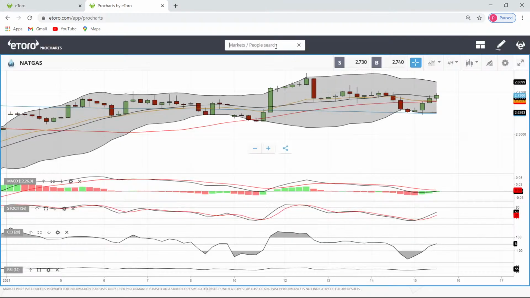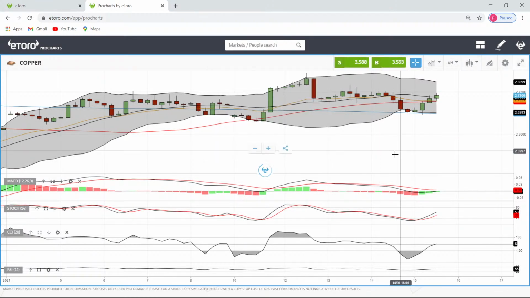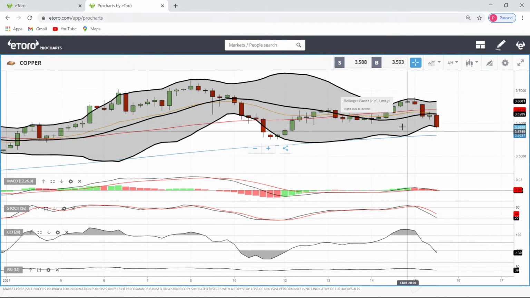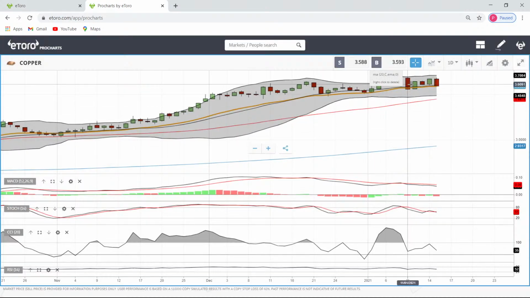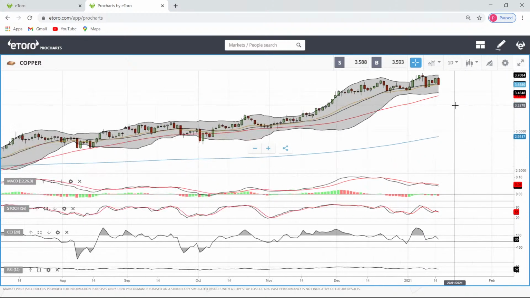So we can look at copper as one of the last commodities because there's quite a lot of things happening in copper. We can look at a 1-hour chart first. You can see that we have fallen back all the way to the middle of the Bollinger Band. And at this point, if we break the middle of the Bollinger Band, we're heading all the way down to the bottom of the Bollinger Band. We haven't done that in a very long time. So I'll be very surprised if that would occur.